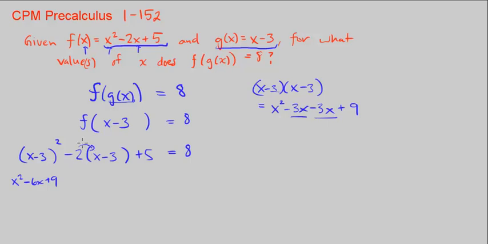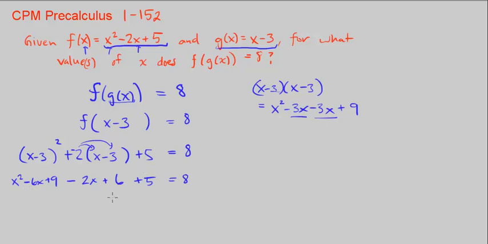And then I want to distribute this negative 2. Let's make this plus and negative. So let's distribute the negative 2. I get minus 2x plus, because the negatives cancel, plus 6. And then I still have a plus 5 equals 8.